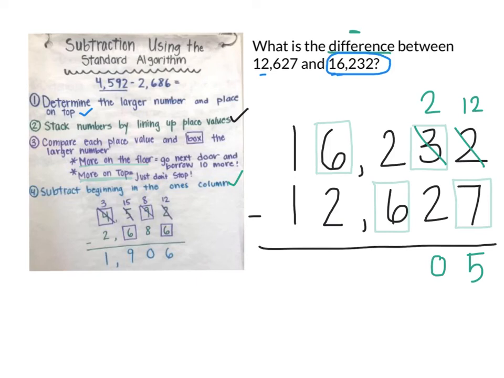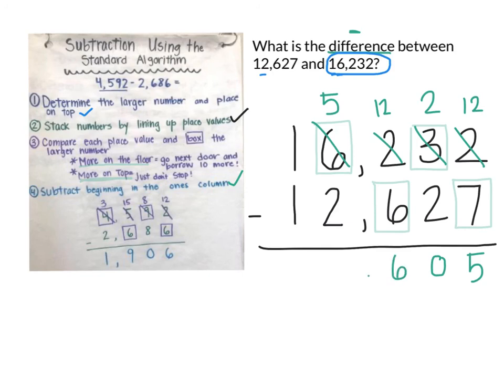Now we are in the hundreds place. 2 minus 6. We have more on the floor, so we need to go next door and borrow 10 more. We are regrouping. So when we move to the thousands place, we are borrowing a group. When we are borrowing, we are taking away. So I'm taking 1 away from 6. So we are left with 5. Now when I am giving that group to 2, I'm adding on 10. So 2 plus 10 is 12. 12 minus 6 is 6.